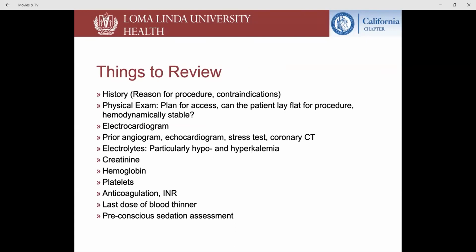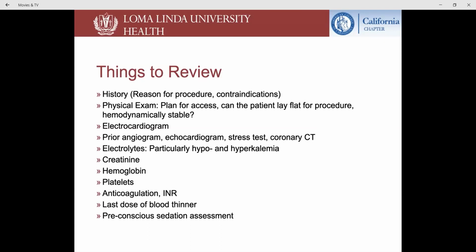You want to look at their most recent or several of the most recent electrocardiograms. You want to look at any prior angiograms, especially the most recent angiogram, echocardiogram, and non-invasive imaging like stress tests or coronary CT. Looking at their labs like their electrolytes, like I said, particularly hypo and hyperkalemia. Look at their creatinine or kidney function, seeing if their creatinine is uptrending or worsening compared to baseline. And if so, going over with the patient, if it's an urgent or emergent procedure, the potential risk of worsening renal function and even need for dialysis with the procedure may be prudent to do before bringing the patient down to the lab.